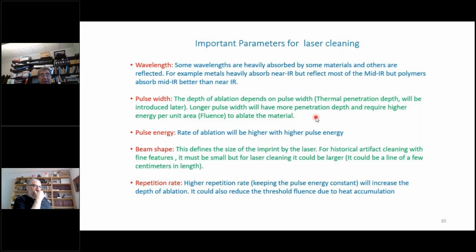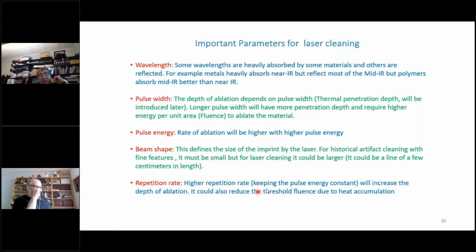And for the beam shape, smaller beam shapes are usually used for maybe historical monuments where there are a lot of nooks and crannies, or if you have concrete which has pores, you use a smaller beam shape. But if you have a wall that is flat, there are no features like the body of a ship, for example, it's better to use a larger linear beam so that you can do the job faster.